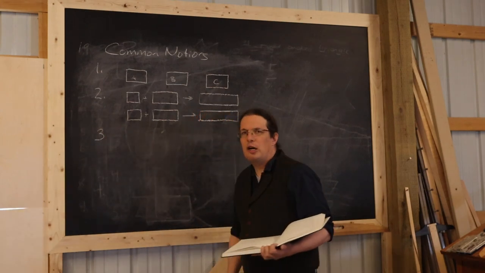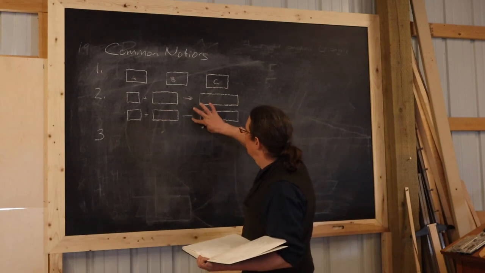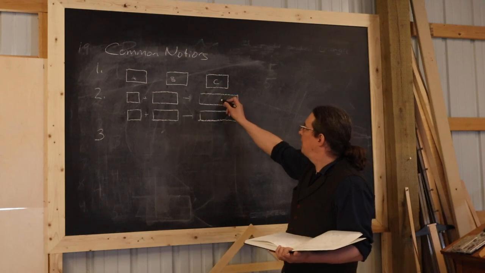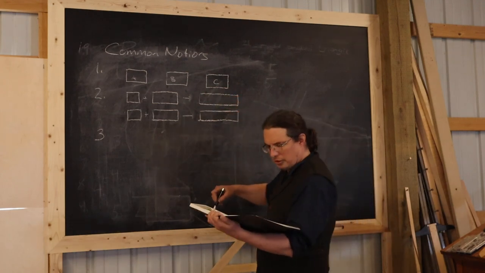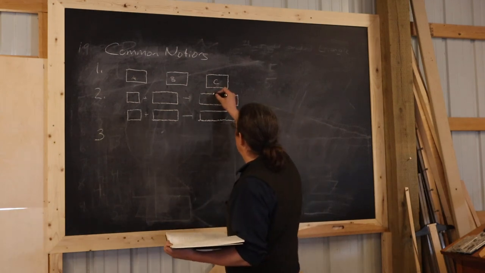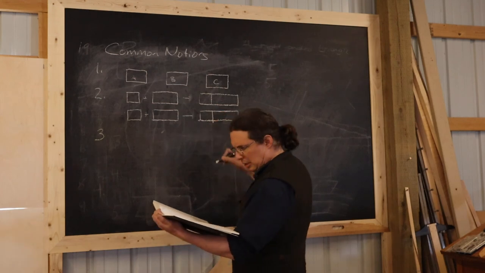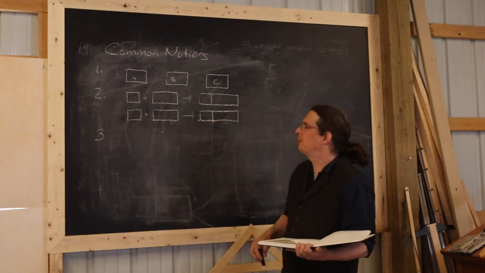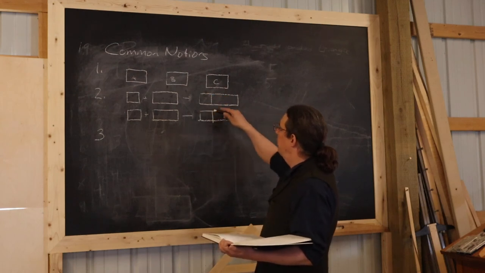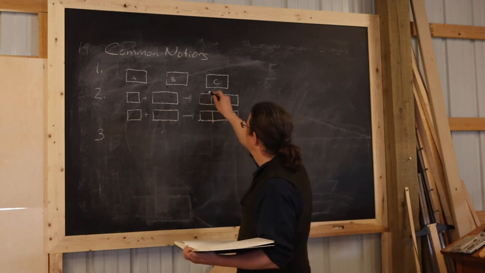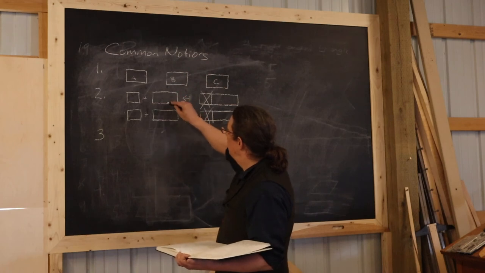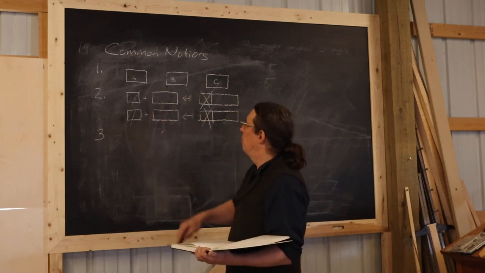And then in a sense, common notion three establishes the reverse of that. It says that if you've got two equal figures and you subtract some equal parts, I'm going to subtract an equal square that's equal to this square off of each of these figures, and what I'm going to be left with are these two equal smaller rectangles.